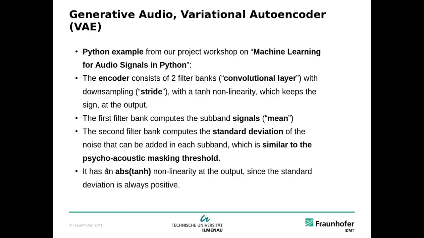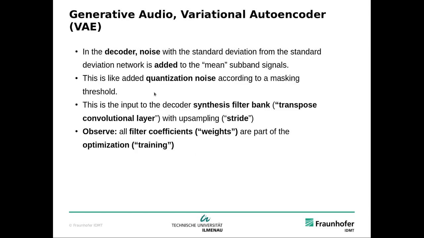And this also has a nonlinearity at the output, but with an ABS to avoid negative outputs, right? Because the standard deviation is always positive. Yeah, and then in the decoder, noise with the standard deviation from the standard deviation network is added to the mean subband signals. So this is like added quantization noise according to a masking threshold. Right, so there's also this parallel to audio coding. So this is then input to the decoder synthesis filter bank, the transpose convolutional layer, with upsampling, again, the stride.